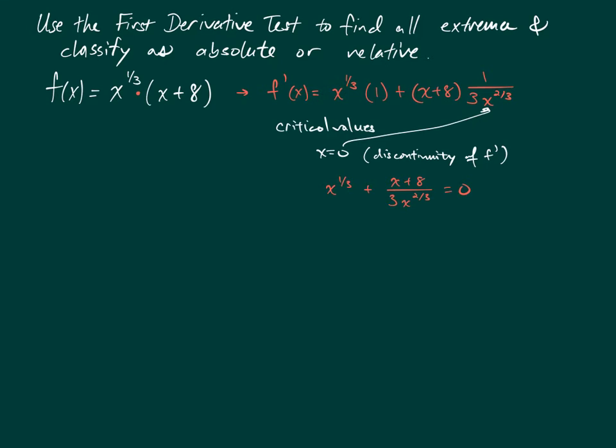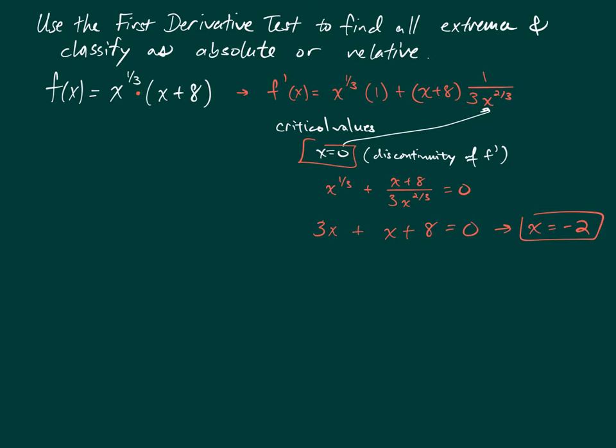And because I don't want to work with fractions, just as much as anybody doesn't want to work with fractions, I'm going to multiply every term by 3x to the 2/3 power. And when you do that, you end up with 3x plus x plus 8 equal 0. And if you solve this equation for x, you'll end up with x equals -2. So there's one critical value. Here's another critical value. Let's get that sign chart going.